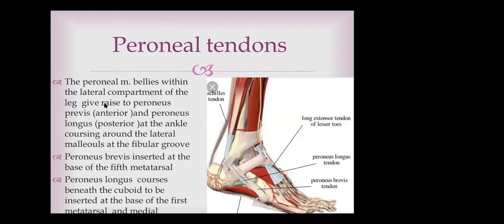The peroneal muscle bases within the lateral compartment of the leg that give rise to the peroneus brevis anteriorly and peroneus longus, coursing around the lateral malleoli on the lateral side. The brevis inserts at the base of the fifth metatarsal, and the longus passes behind the cuboid and inserts to the first metatarsal and medial cuneiform. This picture shows the longus passing behind the cuboid and inserting in the first metatarsal and medial cuneiform.